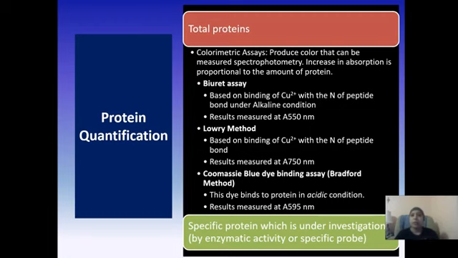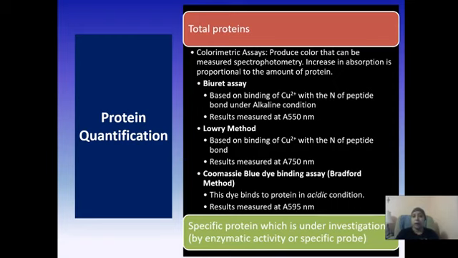However, many times what people use instead are one of the common colorimetric assays available in the market. These colorimetric assays are going to produce a color change when they interact with your protein samples, and that color change is what's measured with the spectrophotometer.